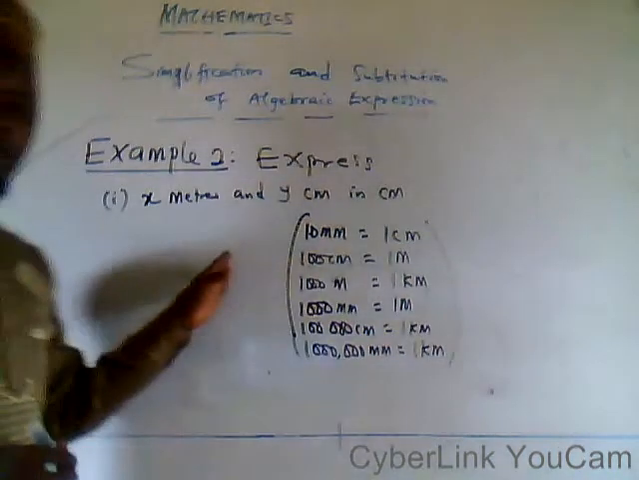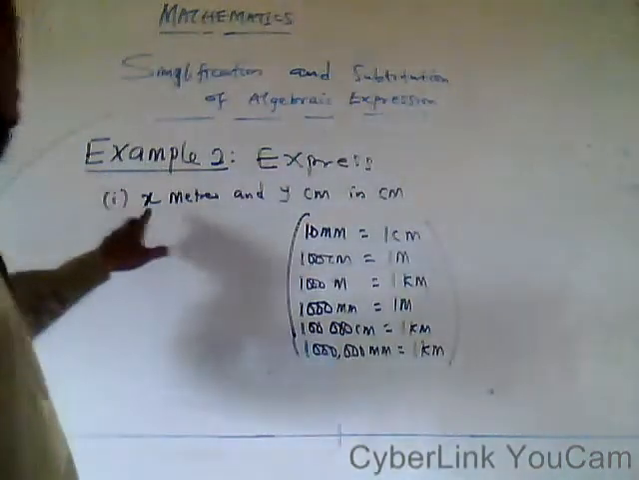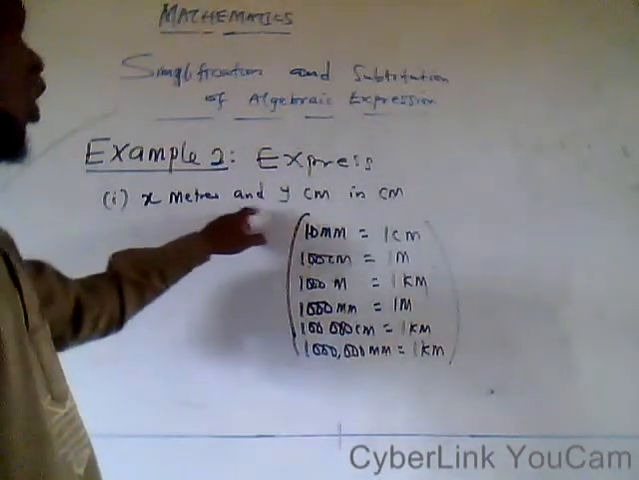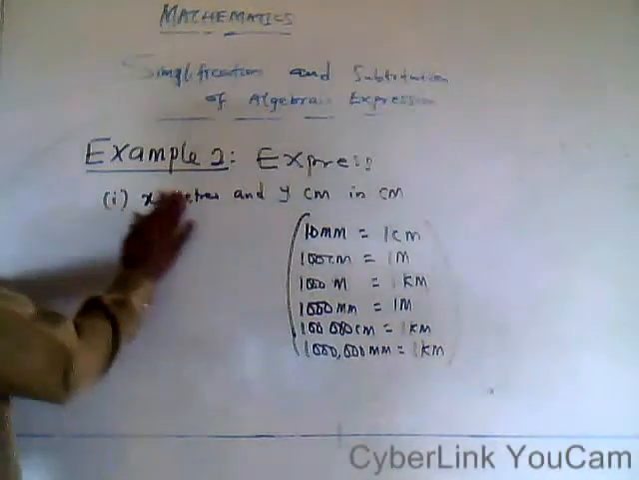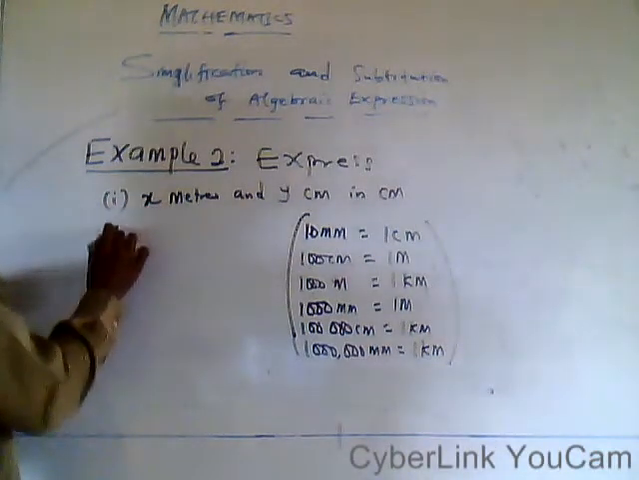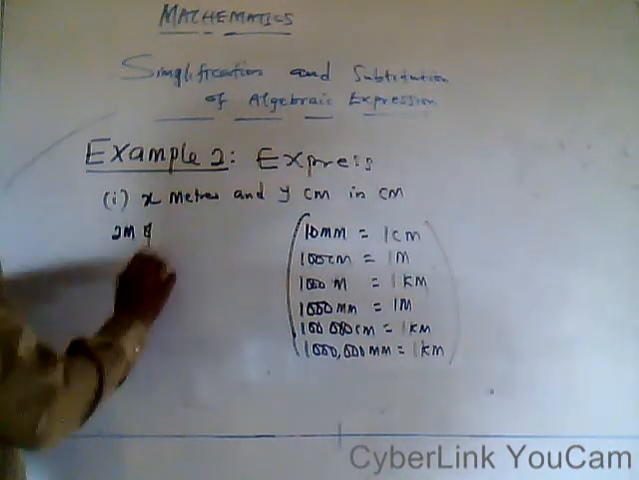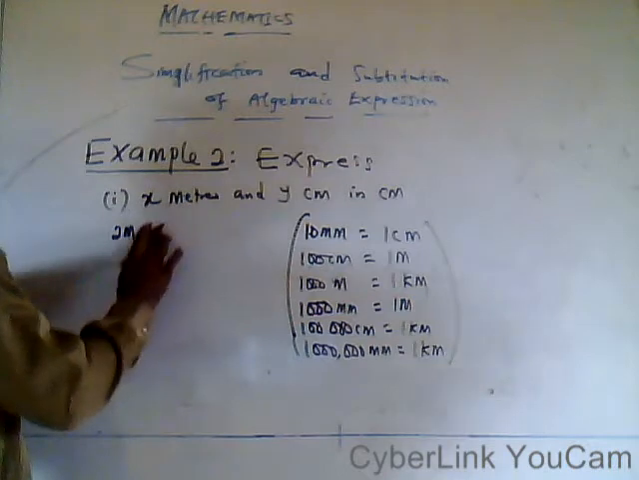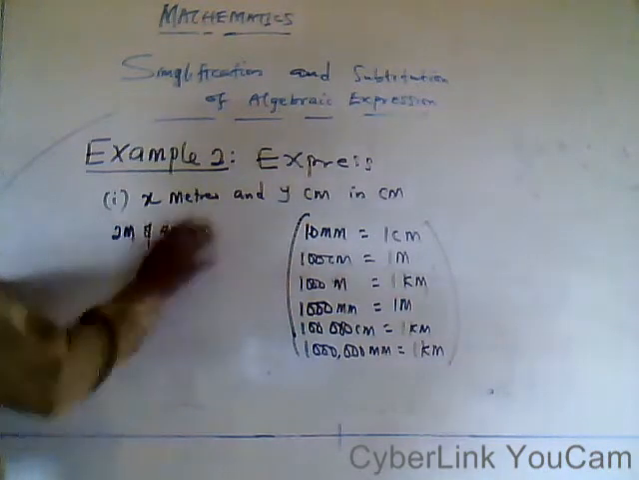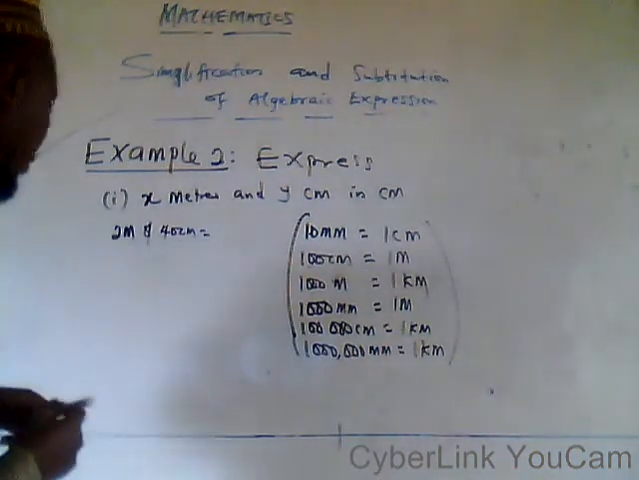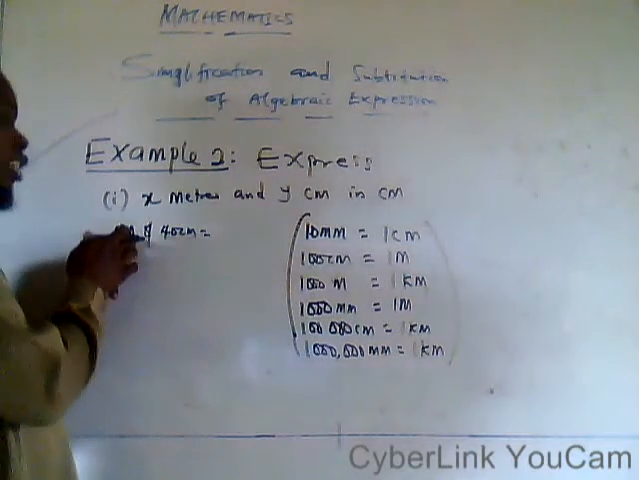Now, let's go back to the question. Please don't forget this. You are to express x meters and y centimeters in meters. We know this can be anything. So let's take for instance 2 meters and 40 centimeters. What will be the value in centimeters?